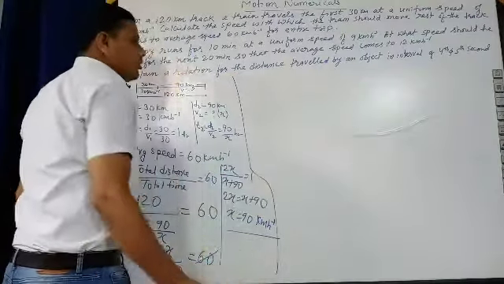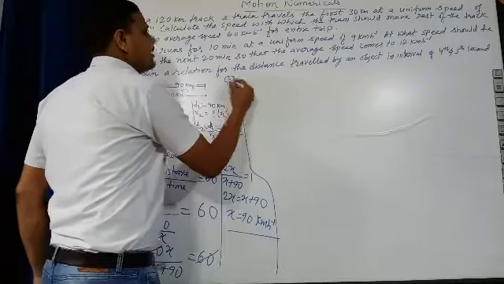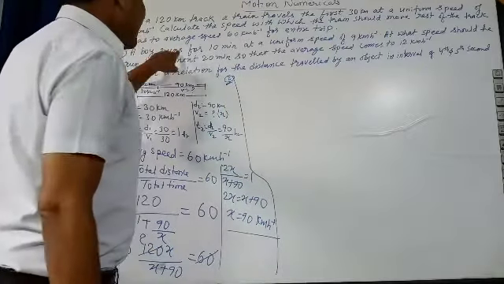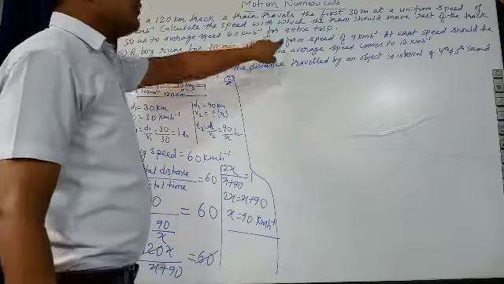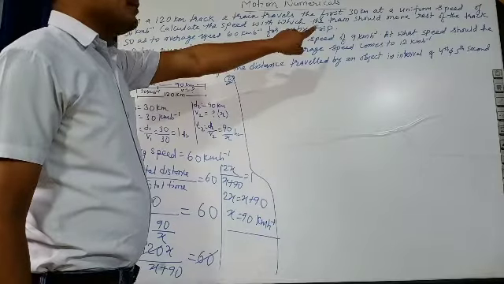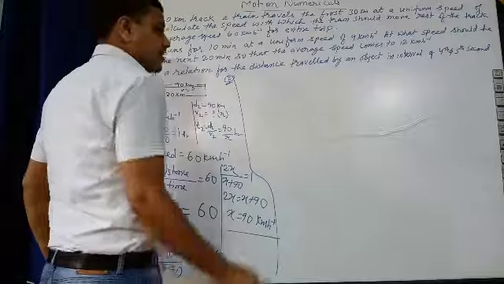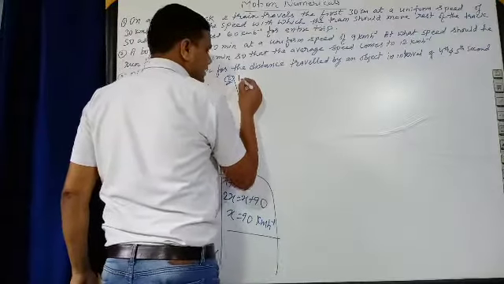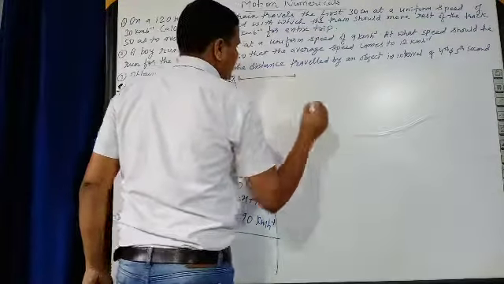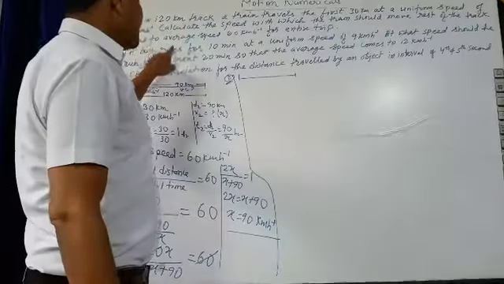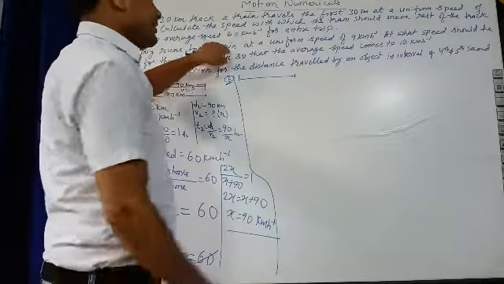Now let us solve the second question. A boy runs for 10 minutes at a uniform speed of 9 km per hour. At which speed should he run the next 20 minutes so that the average? We don't know the distance here. Distance is not given, but it is given that a boy runs for 10 minutes.